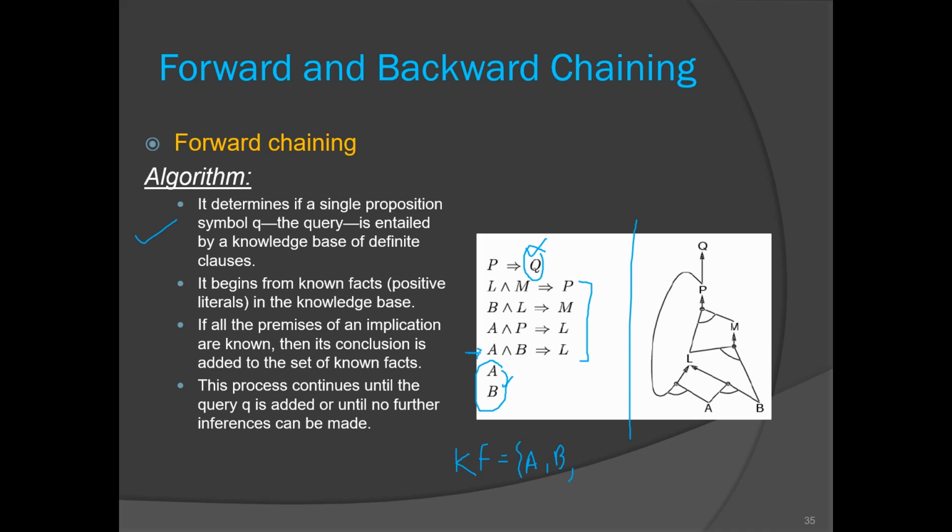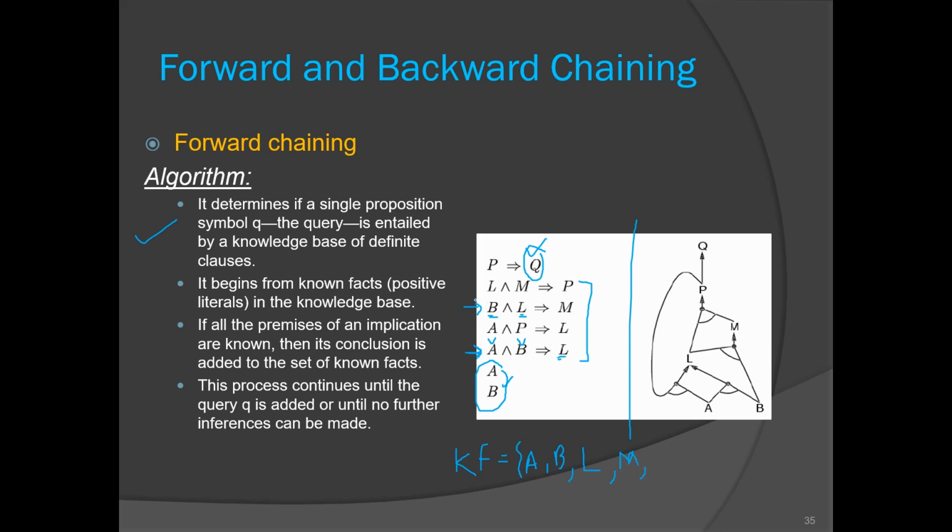So here we have an implication where A is known and B is known, right? So we will add its conclusion to the known facts. So L will become known. Now again, it is a recursive process, so we will again find the implication where the premises are known. B is known and L is just recently known, right? So both are known, so I will add M to the known facts.